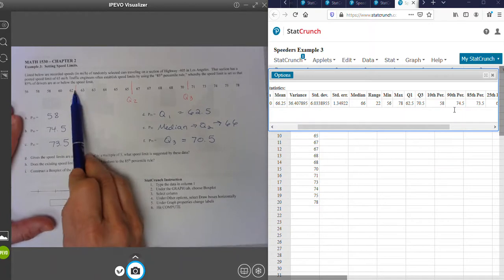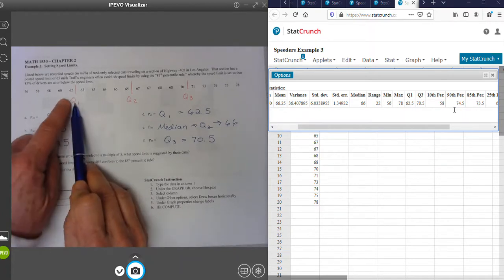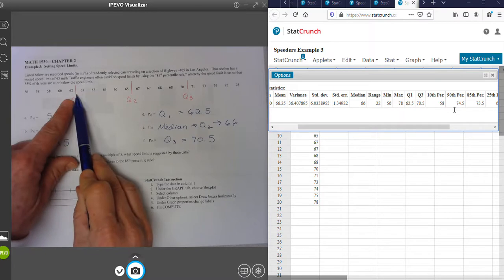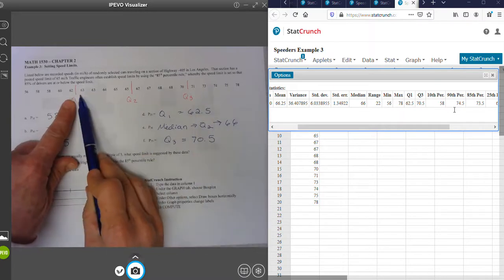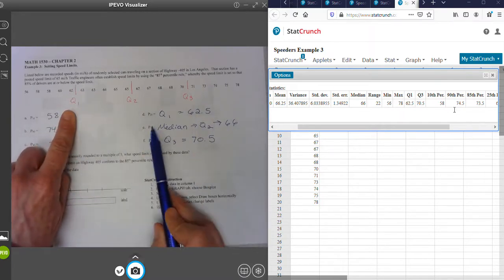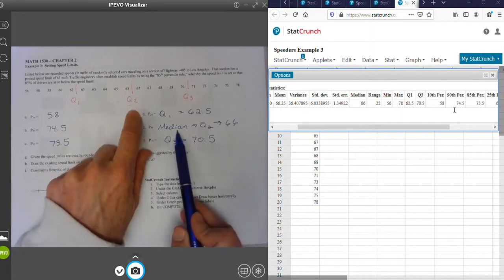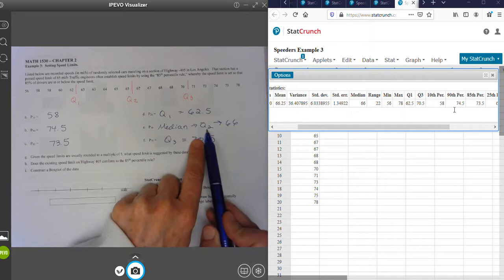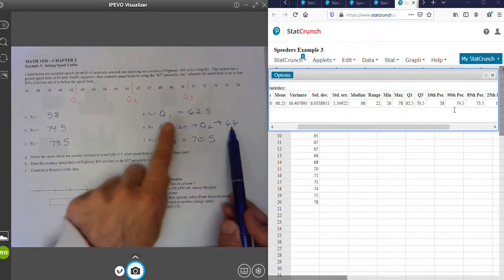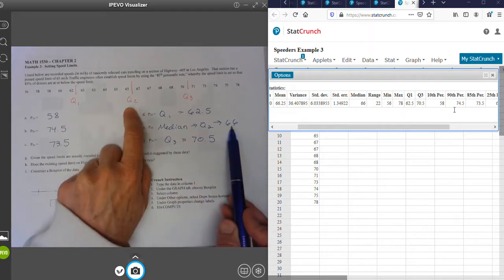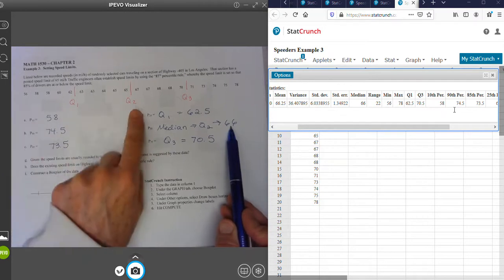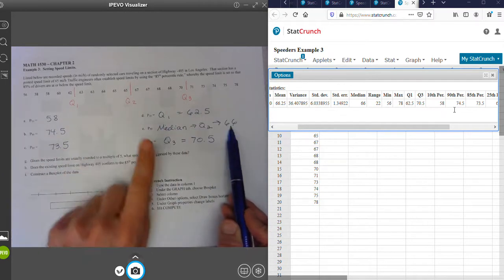So it would be about right here, and that looks about right. That's going to put about 25% of the data below, and it puts 75% of the data above this location. P50 is the 50th percentile, which is also the median because it's the middle, and we also call that Q2. That would be 66 miles per hour, which would be located here in the middle. And that puts 50% below and 50% above.